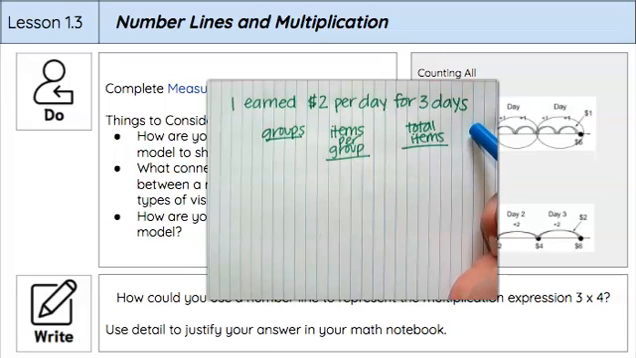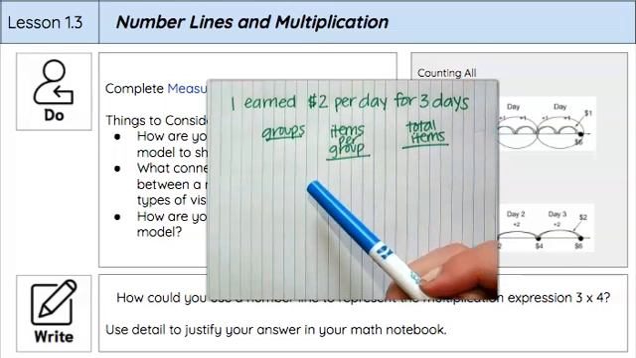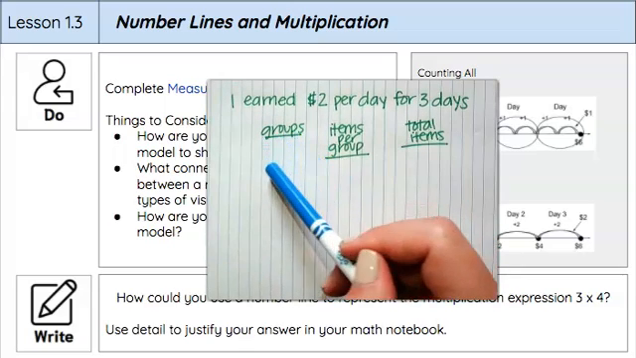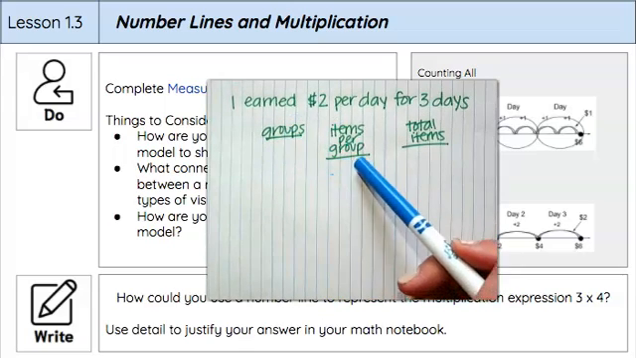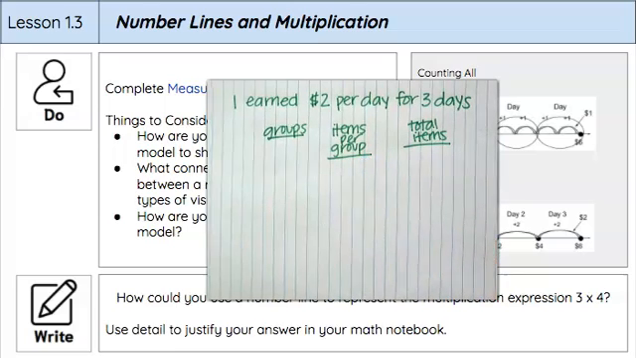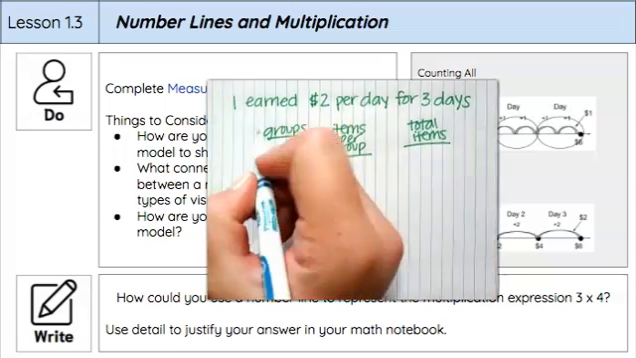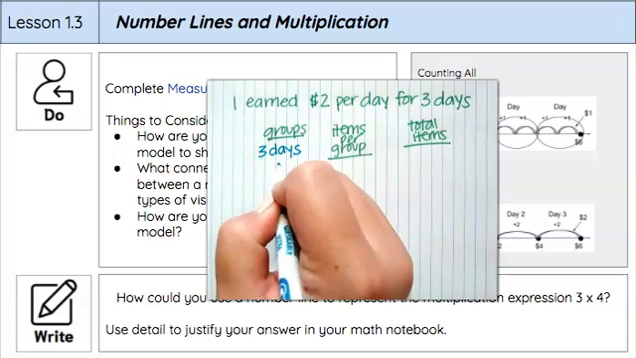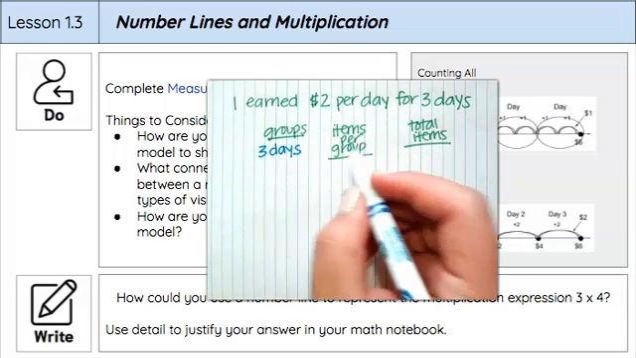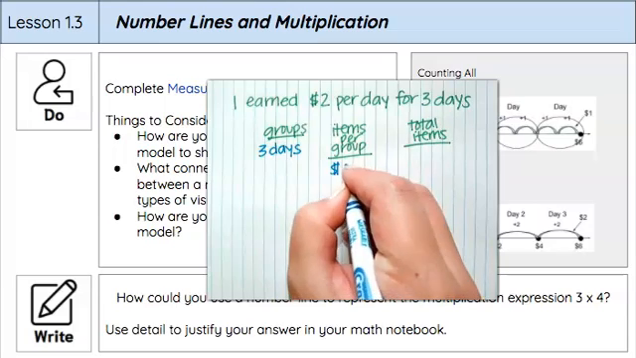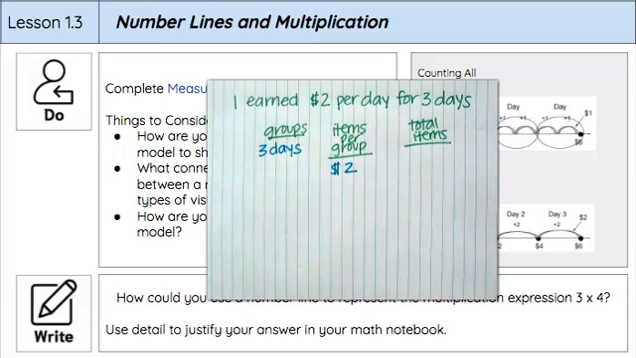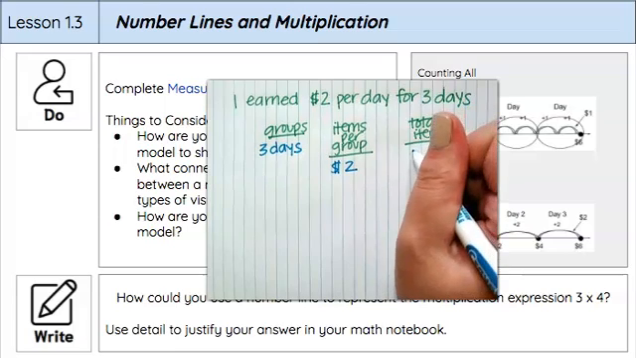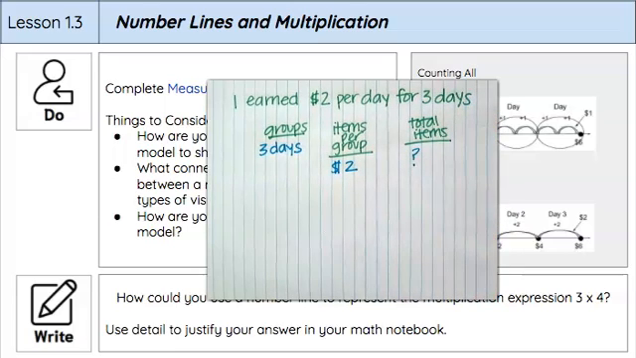Before we solve this or use different representations to solve it, let's put it into a little bit more of an organized form. Let's identify our groups and then our items per group. So my groups in this situation are my 3 days. But then within each day, I get $2. So now this is what I'm trying to figure out, what my total items are, or my total amount of money.